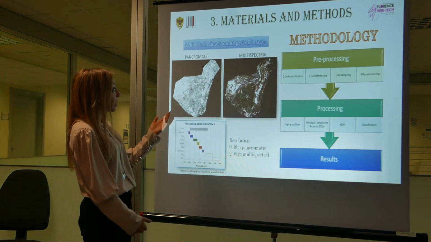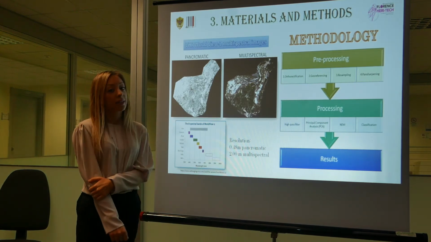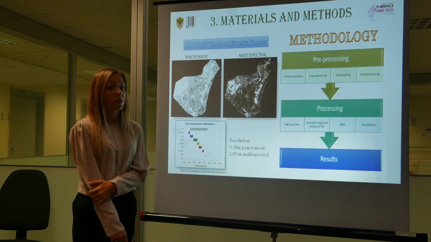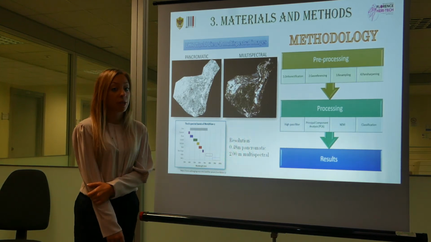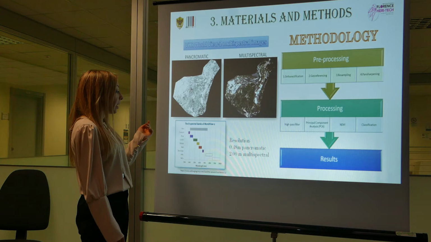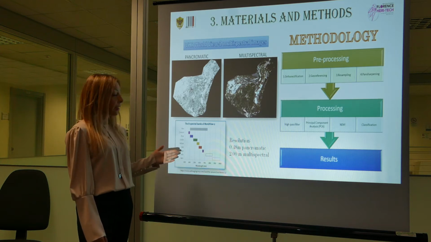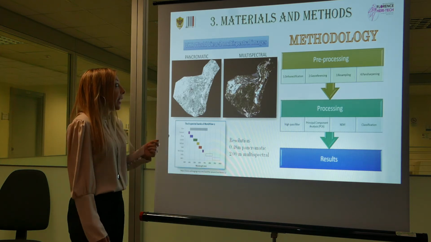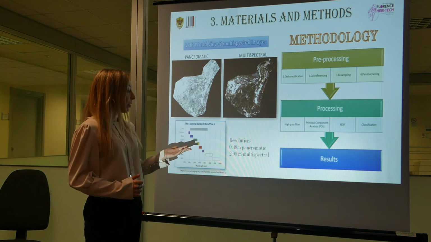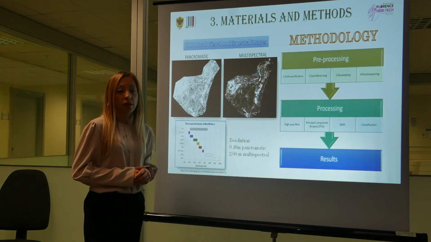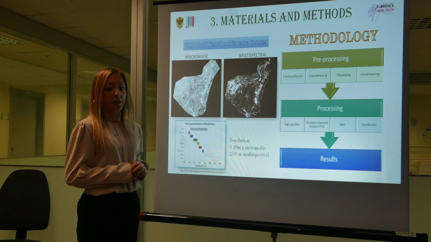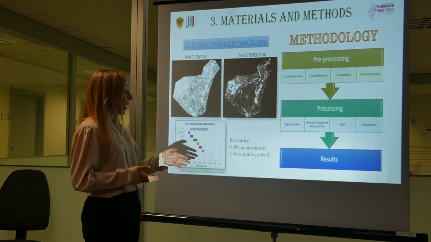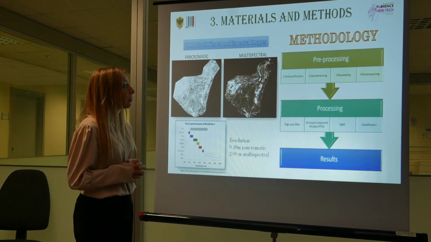So at first we used the satellite very high resolution WorldView-2 multispectral images, which are composed of 8 bands and a panchromatic band, and it is very high resolution because the resolution is 0.48 meters in the panchromatic and 2 meters in multispectral.